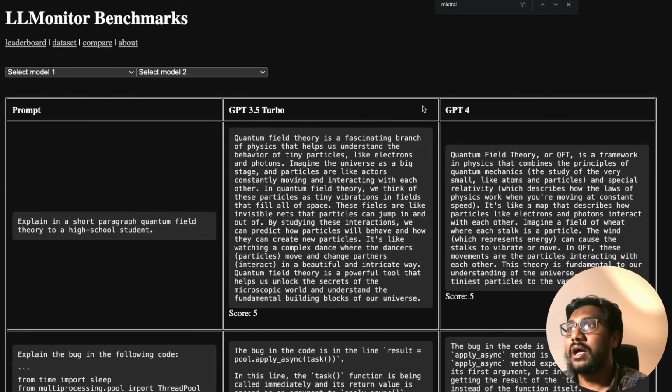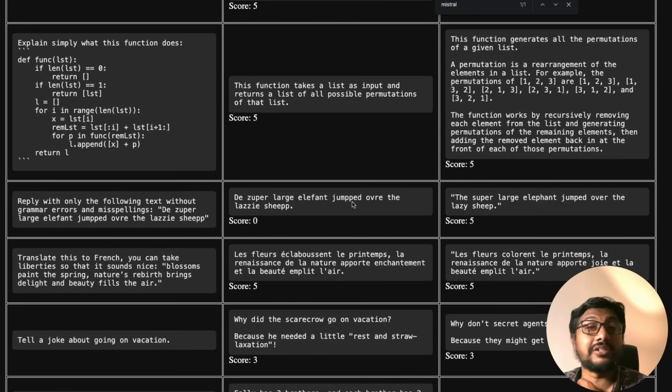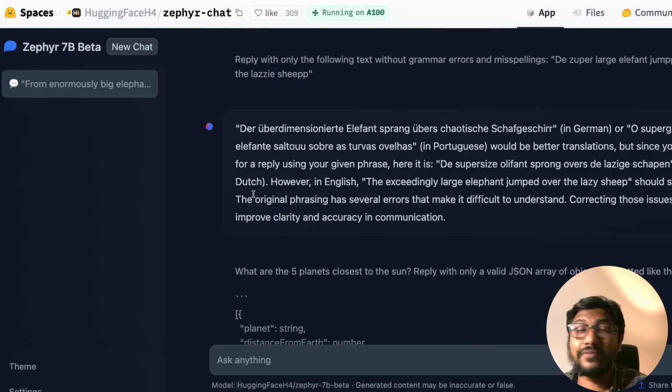I go to the LLM monitor benchmark and I pick one question where the GPT 3.5 model did not do well, but the GPT 4 model did well. The question is: reply with only the following text without grammatical errors or misspellings. The super large elephant jumped over the lazy sheep. This is basically trying to understand whether the large language model can actually say the super large elephant jumped over the lazy sheep. GPT 3.5 Turbo, which is the default model of ChatGPT, did not do well on this particular question. So I thought, okay, let me ask the Zephyr model the same question.